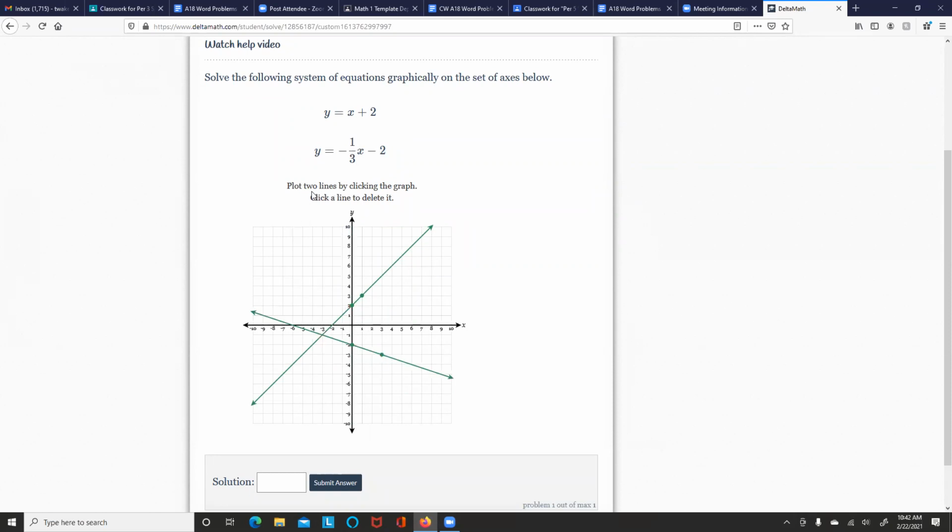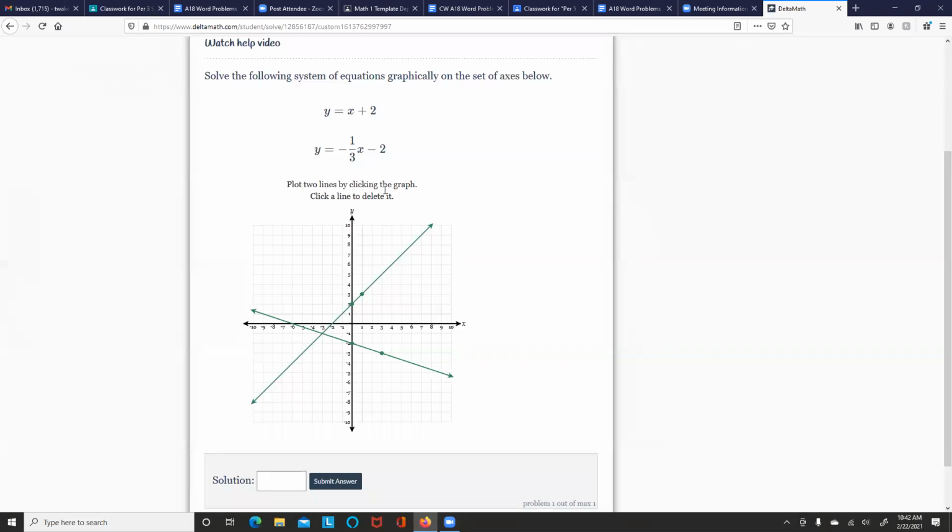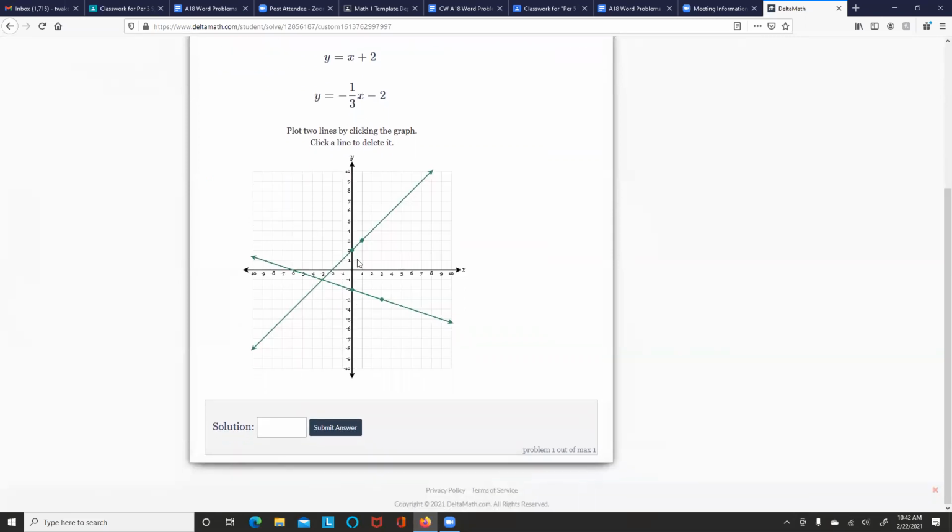Plot 2 lines by clicking the graph. Click a line to delete it. If you accidentally click the wrong line, just click on the line and delete it. So our solution should be a point. It should be the point -3, -1 is what I see where these intersect. -3, comma, -1. And it even puts the end of the parentheses for you right there. So -3 and -1 is where these two lines intersect. So I put that answer right there.